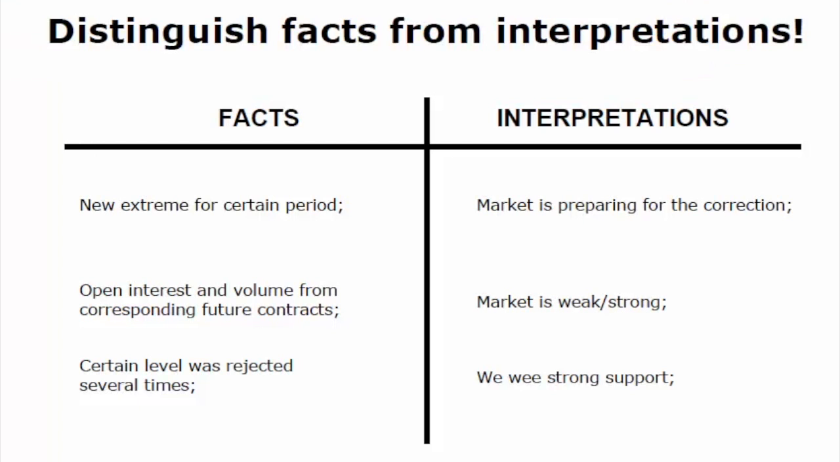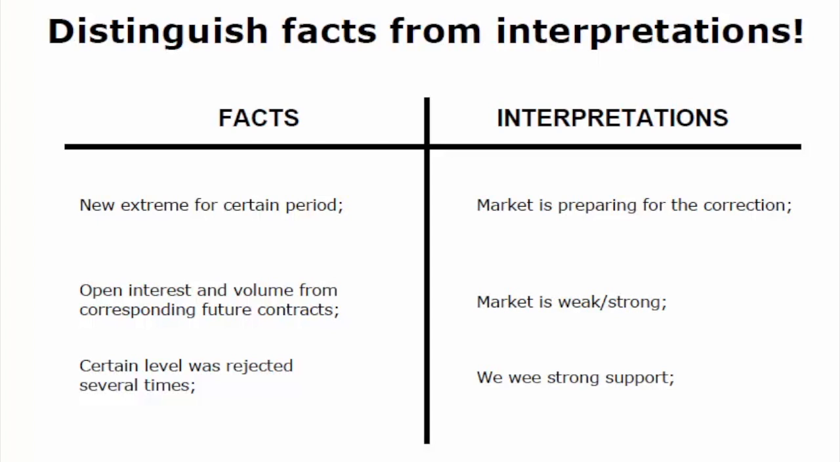Working on the analytical part of our journal, we can easily write down something like this: the market is weak or strong, or the market is preparing for a correction, or the market is trending. And that is an interpretation, but it is not that easy. We don't have to write down only interpretations, but also the facts that we were relying on when building those interpretations. And I strongly recommend you to have two columns. The first is facts, the second is interpretations.